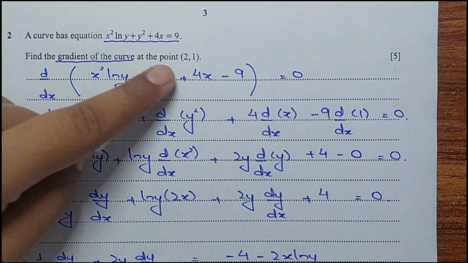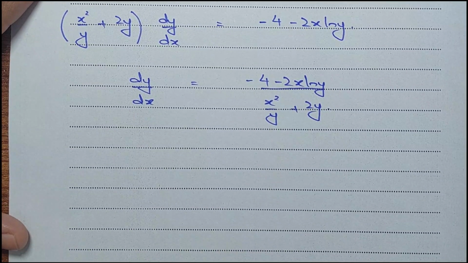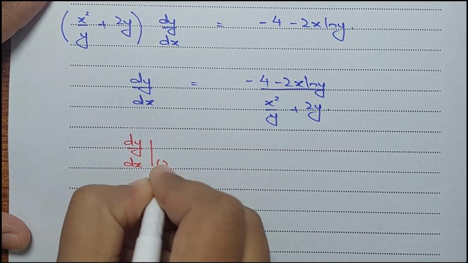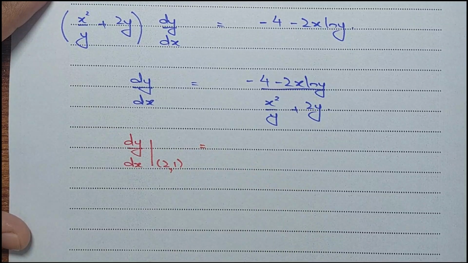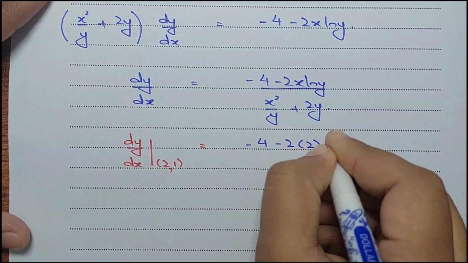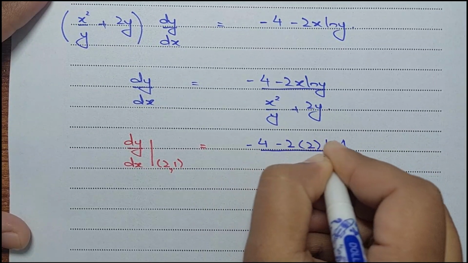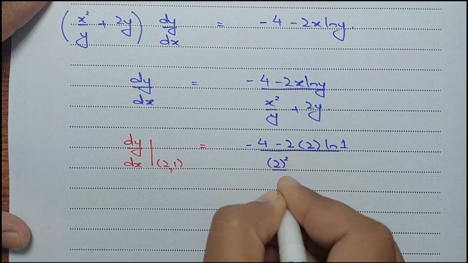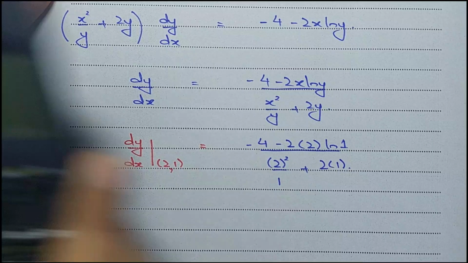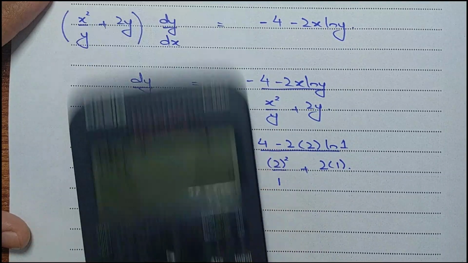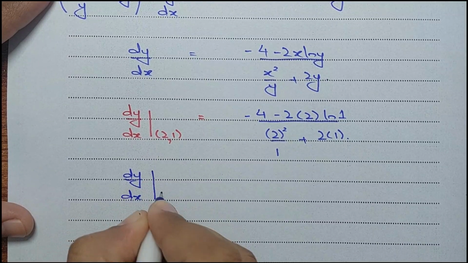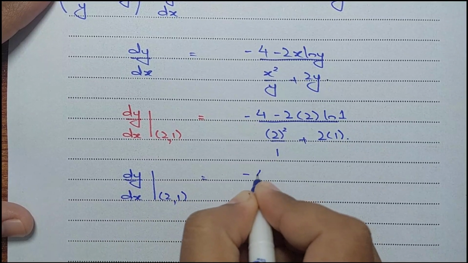Okay, now we need to figure out the gradient of the curve. This is the gradient of the curve at the point 2 and 1, right? Okay, dy over dx at x equals 2 and y equals 1. So what is this derivative? Let me figure out. Minus 4 as it is, minus 2x, x value is 2, natural log y, y value is 1, divided by x value 2, 2 square, y value is 1, plus 2, y value is 1. Natural log of 1 is 0. You can check as well. This is 0, right?